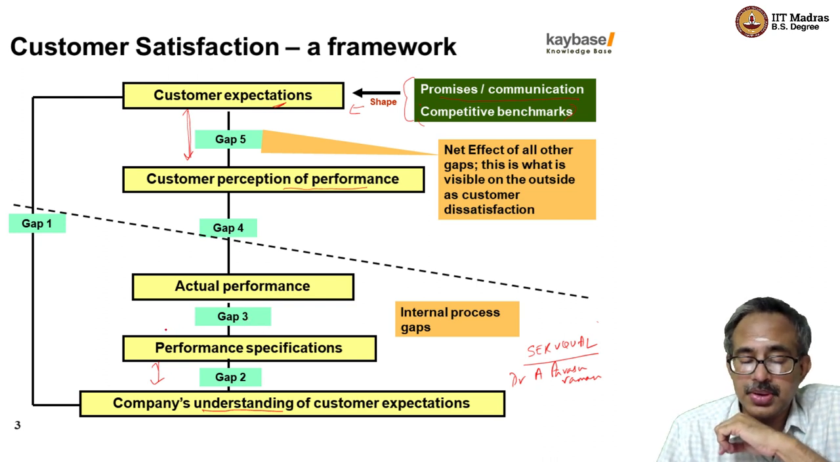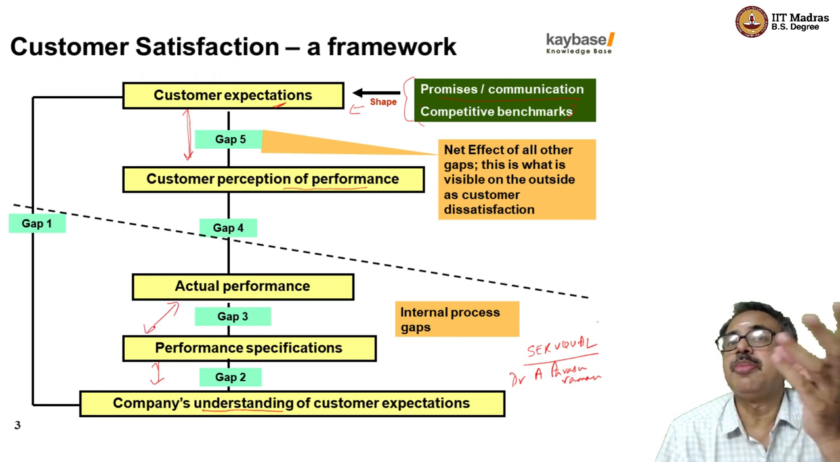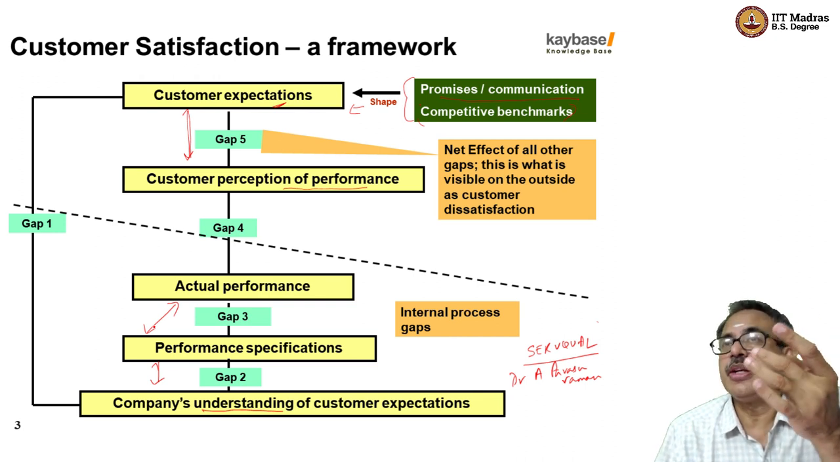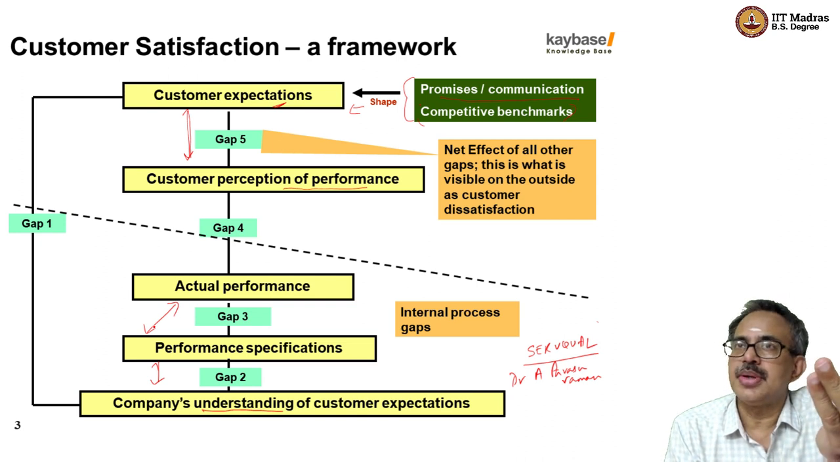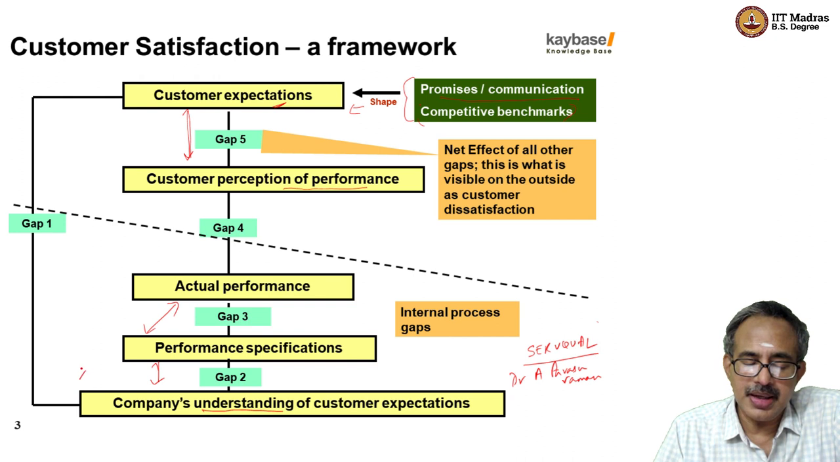There could be a gap between what the company specifies and what is actually delivered by the people. The people may be lazy, the people may not have the right training, the people may not have the right infrastructure, there may not be enough manpower, right? So now all these gaps could get added.